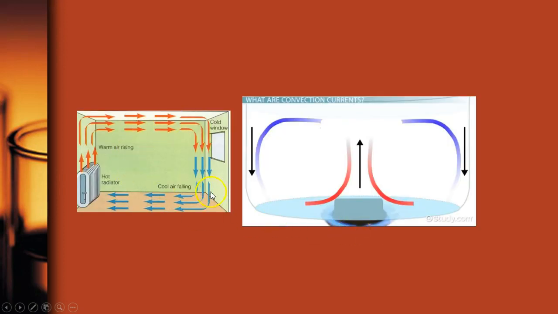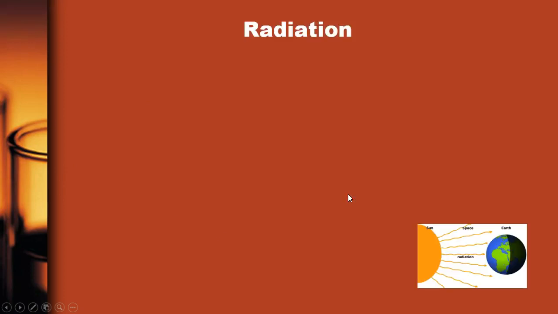So here's some more examples, pictures of convection. We saw the radiator earlier. There's the picture of the convection currents in the room. Same thing happens if you're cooking water on a stove. The third and final method of heat transfer is called radiation.